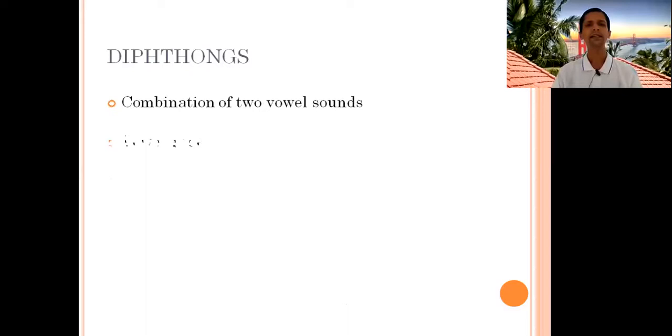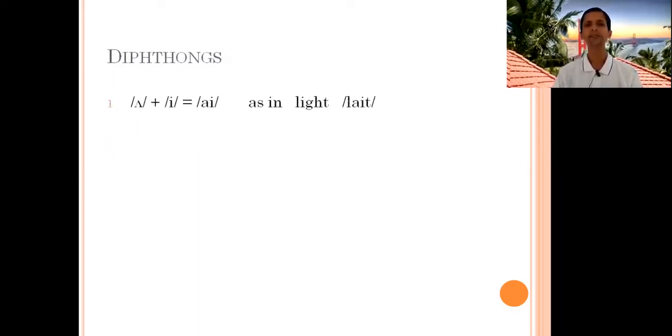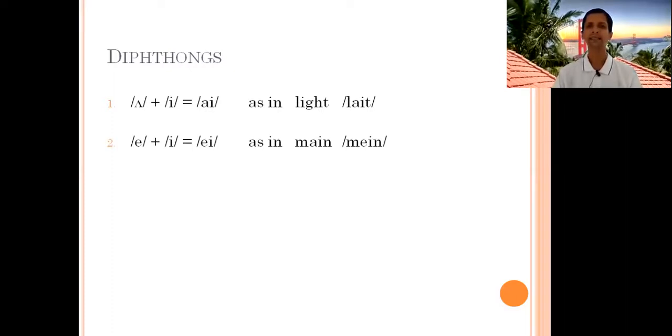The first diphthong is, they are also called vowel glides. Diphthongs are also called vowel glides because they glide from one vowel sound to another. The first diphthong is a combination of A and E, that is I, as in light, the middle sound in light. The next diphthong is a combination of E and I joining together to form the new sound A, as in main.